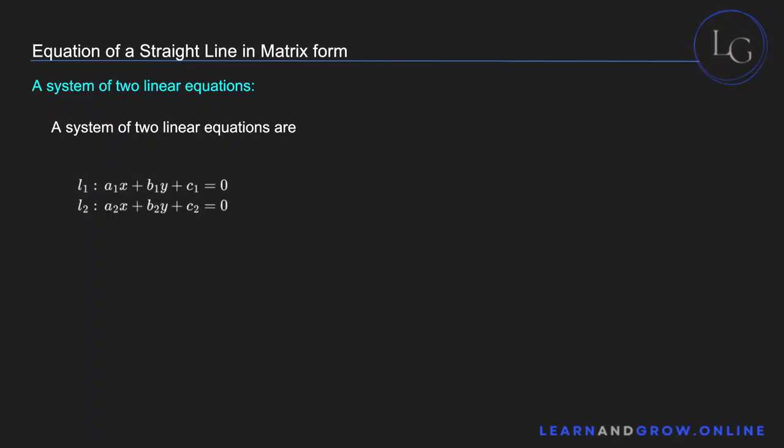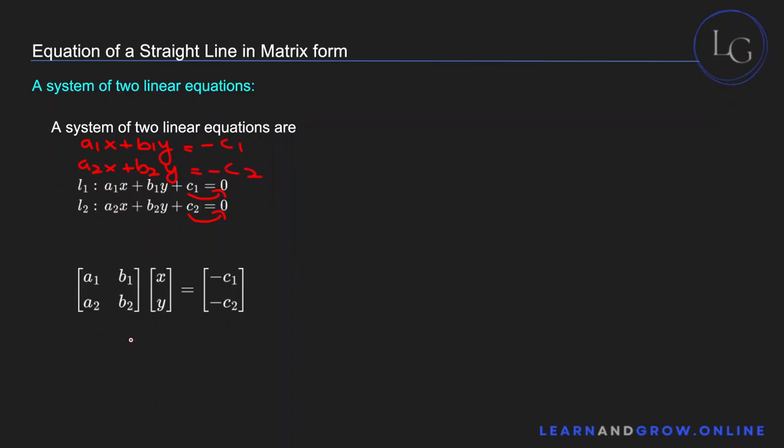Now, let's look at a system of two linear equations. Again, the first thing is to take the C1 to the right hand side, it will become minus C1. Take the C2 to the right hand side, it will become minus C2. So basically what that means is A1x plus B1y is equal to minus C1, and A2x plus B2y is equal to minus C2. And look at this. This is the 2 cross 2 matrix A1 B1, A2 B2, and that will be multiplied with x y.